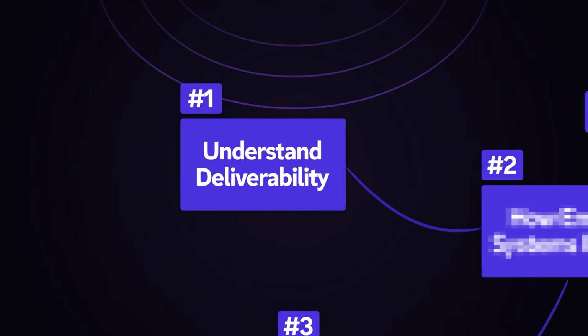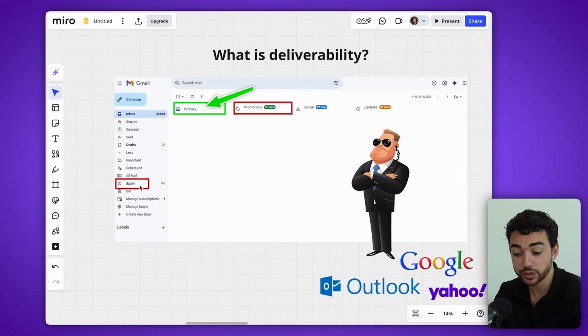So the very first thing that you need to understand is deliverability. What does it even mean? Well, your email deliverability basically determines where your emails are going to end up in. More specifically, in the spam folder, in the promotions tab, or in the primary inbox where you want your emails to land so they actually get seen.